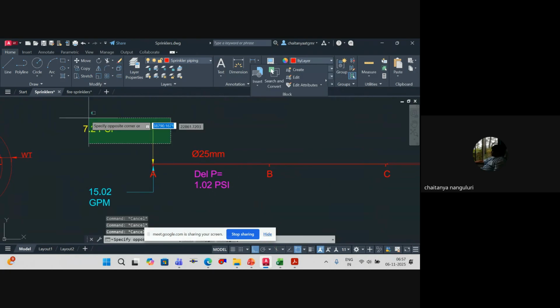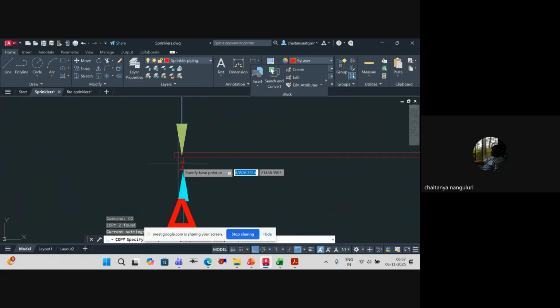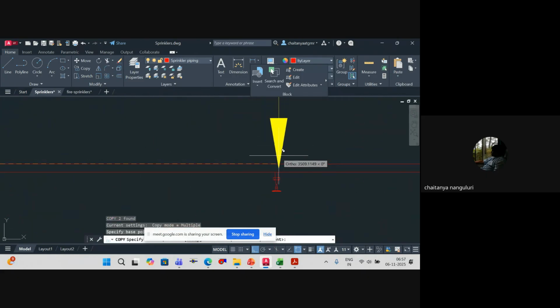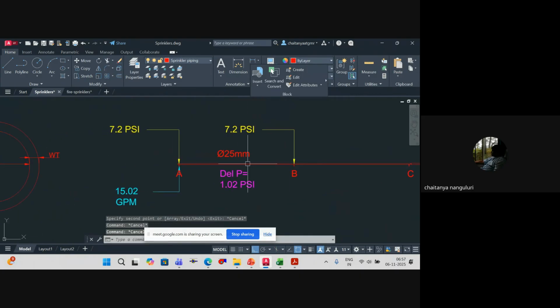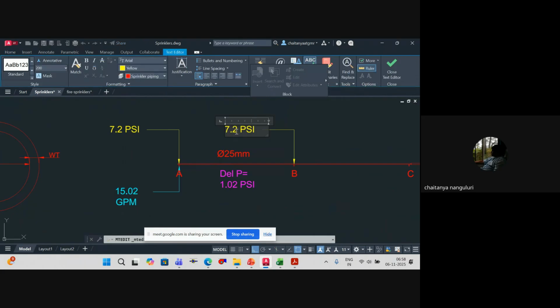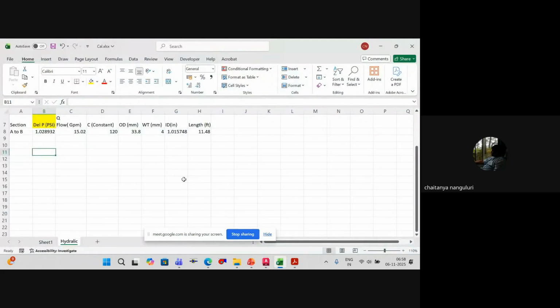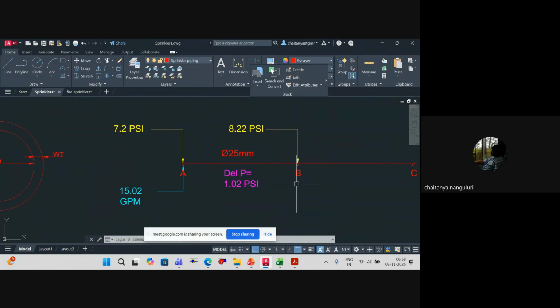Don't you think at this particular location automatically the pressure will become 7.2 plus 1.02, which becomes 8.22. So pressure at B is 8.22, right? So for section B to C, first I have to calculate the flow rate at B. The pressure at this point is 8.22. Now, don't you think I can calculate the flow rate at this location?